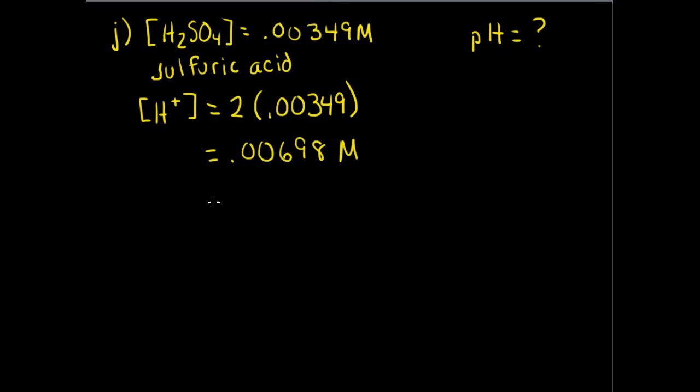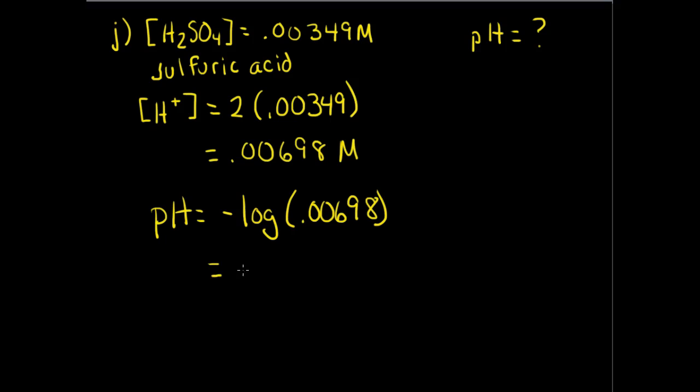So now we've got to figure out pH. Well, we've got our hydrogen ion concentration here. It's pretty easy to do. pH equals negative log of this stuff right here. Negative log 0.00698. And to figure that out, run it through a calculator, and we get a pH value of right about 2.16. It's 2.15614 and change. So that will round out to 2.16.